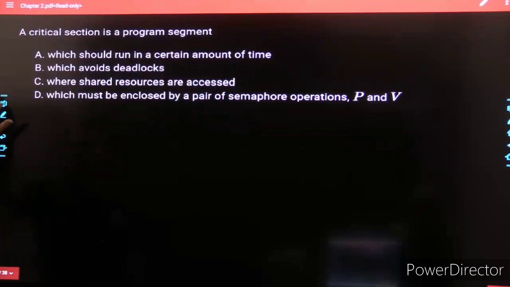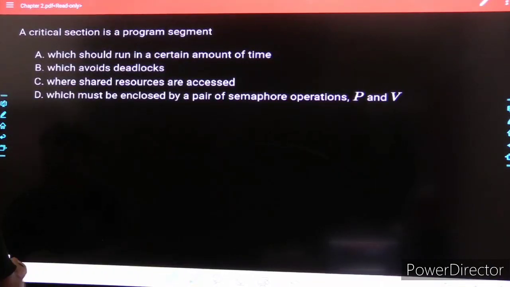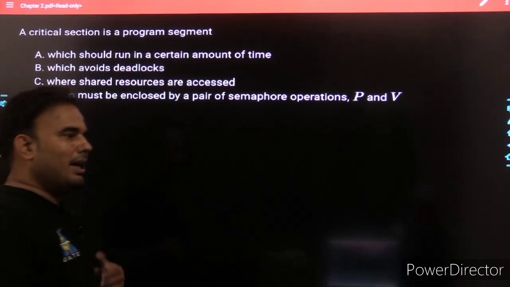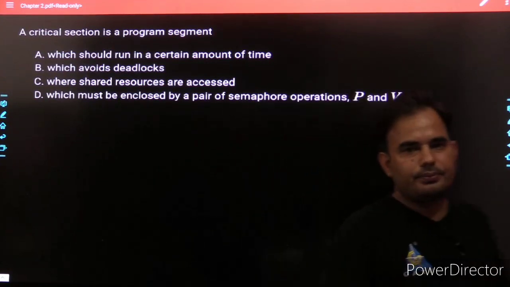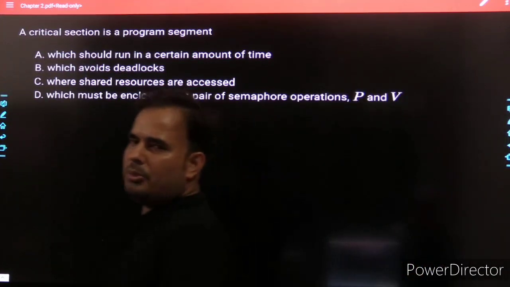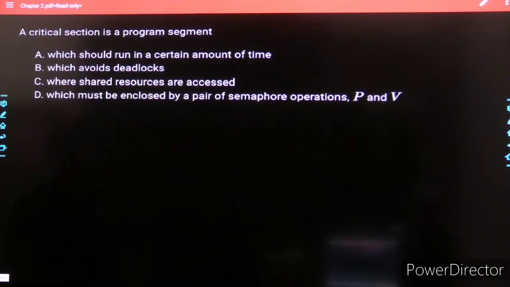This is your next question, my dear friends. This question was repeated; it was asked again in GATE. So try to give me the answer fast. A critical section is a program segment. Just try to get your answer. I hope you got the answer.